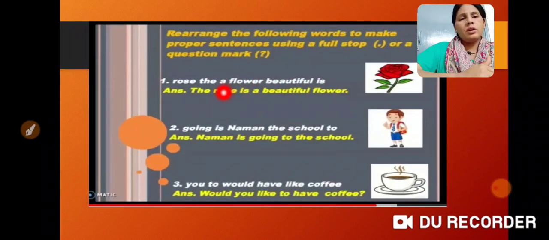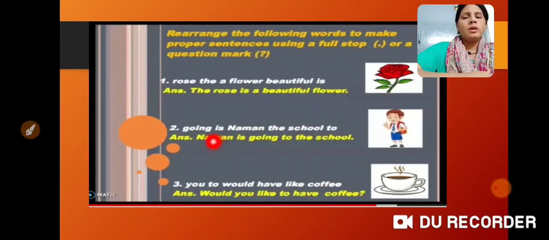We have rearranged the group of words. The first letter of the sentence should be capital, so T will be in capital form, and a sentence always ends with a full stop or a question mark. This sentence is telling us something. That something means what kind of flower the rose is: a beautiful flower. It is telling us something about the rose flower. So this sentence ends with a full stop.